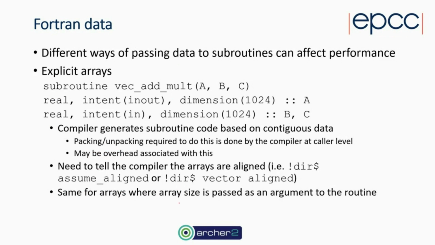There are also, we may also care about how we pass our data into subroutines for Fortran, because subroutines in Fortran have multiple different ways we can pass our data in. We can tell explicitly how big our data is using these, this is explicitly telling the data sizes, and then this subroutine will generate code internally, which is based on contiguous data. But if these arrays aren't actually contiguous, then it will generate the code to pack the data into that contiguously and unpack it on the way out.